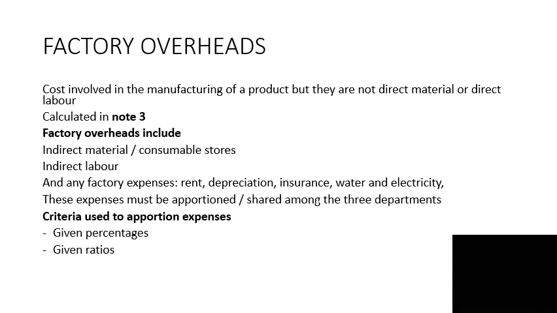Rent can be apportioned between admin, factory, and selling in the ratio 3:2:1. So you can use ratios to apportion your expenses, and we can also use the floor space in square meters to divide rent between the different departments.